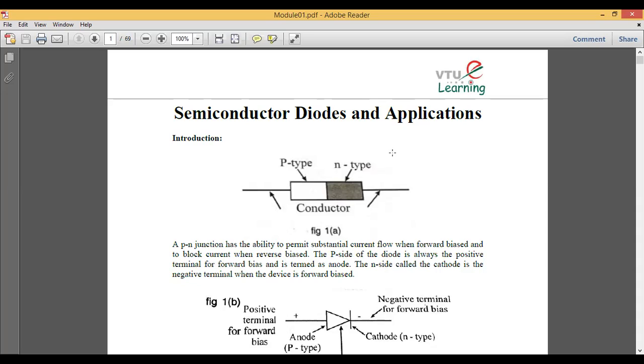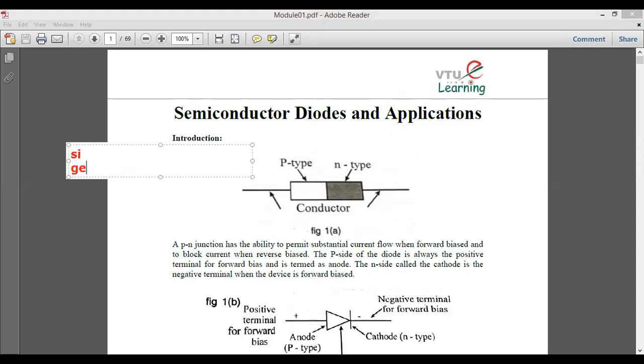So when it comes to choosing the semiconductor material with respect to the application part, we have two different types of material. One is silicon and the other is germanium. So why should I use this particular device, why should I go for the semiconductor materials? Because one is silicon and the other is germanium, right?